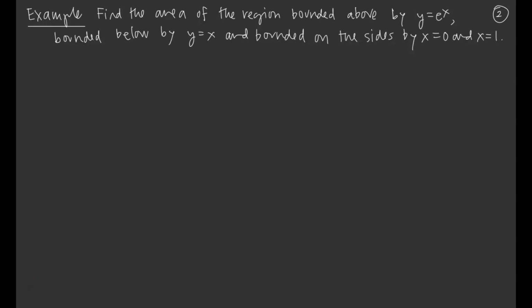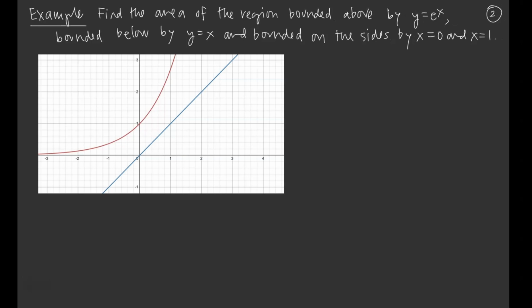I'm going to go ahead and graph these functions to see what the region looks like. So here we have the two functions that they've given us. This is y equals e to the x, and then we have y equals x here. And they've told us that they want us to only go from x equals 0 to x equals 1. So we're interested in just this area right in here. And that will be represented by the integral from 0 to 1.